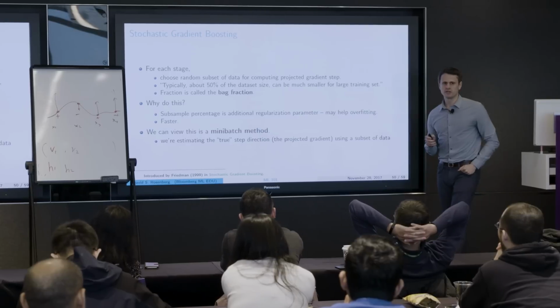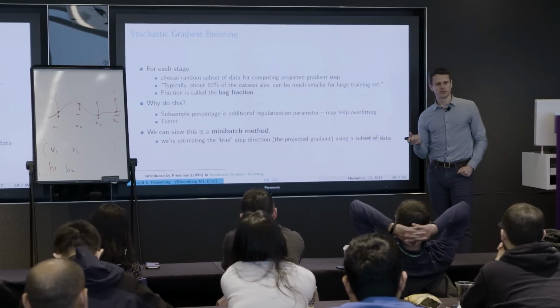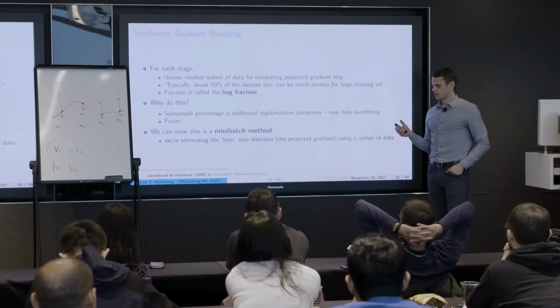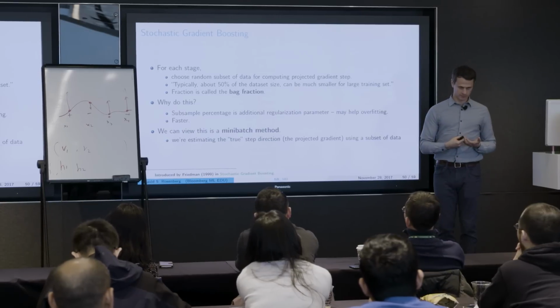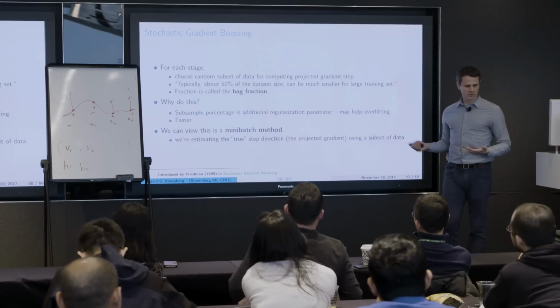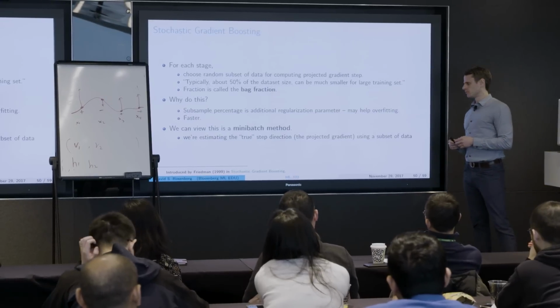So the way I like to think about it in our context is this is basically a mini batch method. So the true step direction, the true G, would be if you used all your training data. And you're estimating that by using a subset of your training data. Okay, that's how we would view it with our machinery.